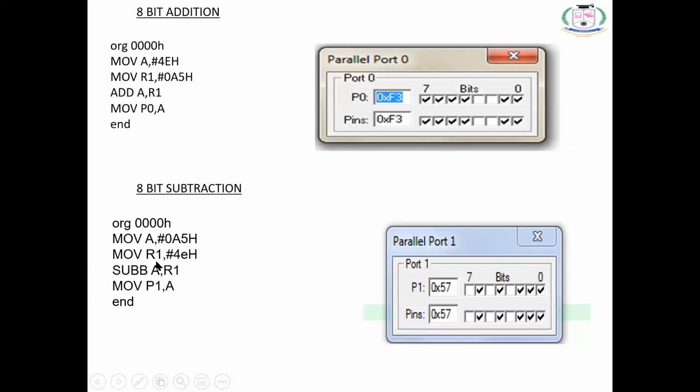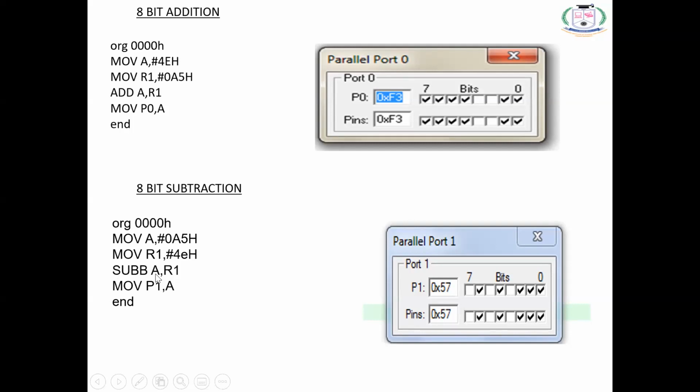SUBB A, R1 means A minus R1. So first, what is my A value? 45. What is my R1 value? 4E. You all understand? Which compiler am I using for 8051, ma'am? Keil compiler. I think you can search for it on the net. In the Keil compiler, we don't have case sensitivity, so I can put a small letter or capital letter, whatever it may be, and it will understand the coding very well. So MOV R1, 4E.